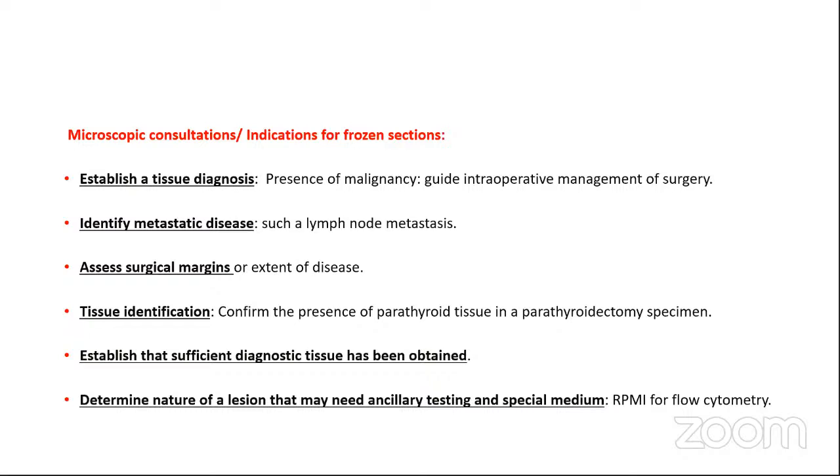And the last one I want to mention is determining the nature of a lesion that may need ancillary testing and special media, such as RPMI for flow cytometry, in case we suspect the presence of lymphoma.